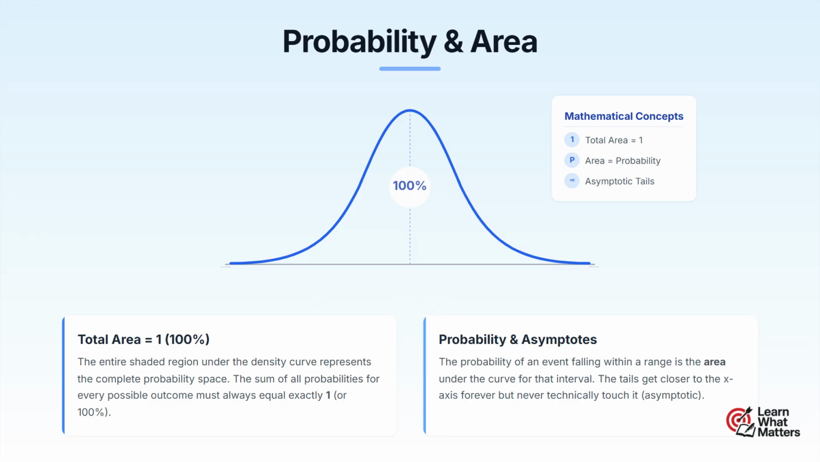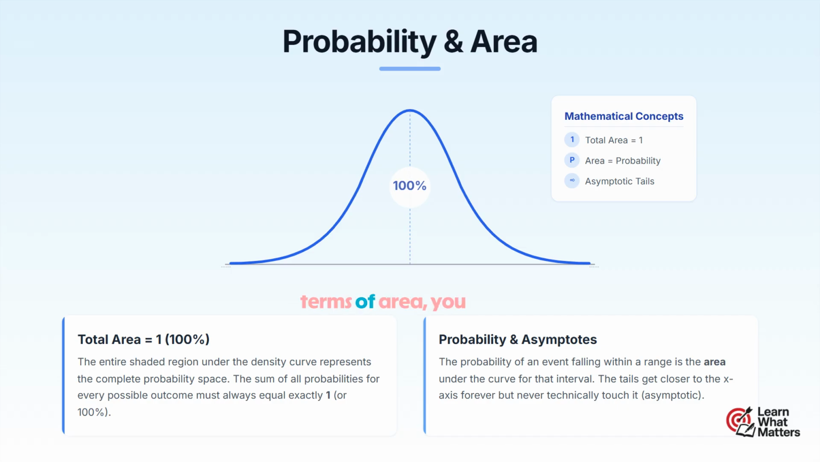Let's apply this. Daily revenue is normally distributed. Mean, $50,000. Standard deviation, $10,000. CFO asks, what's the probability tomorrow's revenue falls between 40K and 60K? That range is exactly 1 standard deviation on each side. From the empirical rule, 68% of the area falls there. So there's a 68% probability tomorrow's revenue lands in that zone. You just did forecasting in 10 seconds using area.